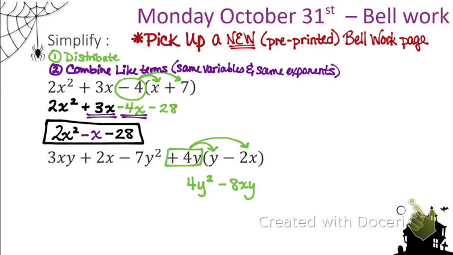Is that a positive or a negative 4y squared? Positive. Why? Because the 4y out in front was positive. So why is it a minus 8xy?